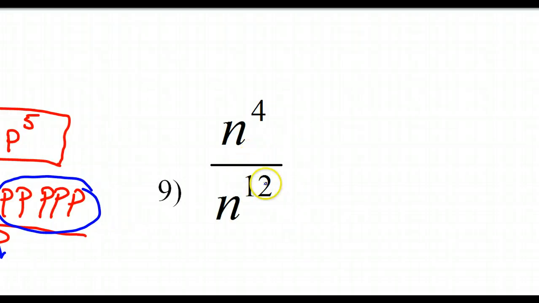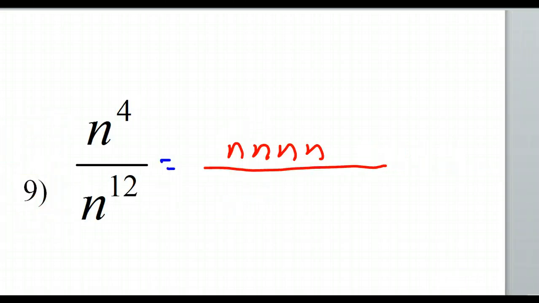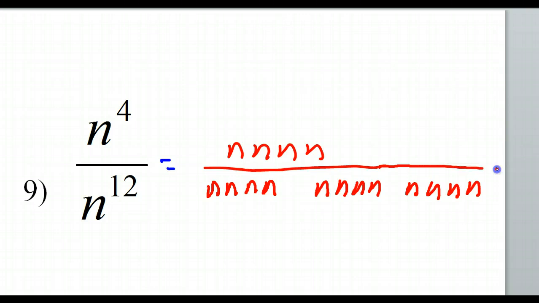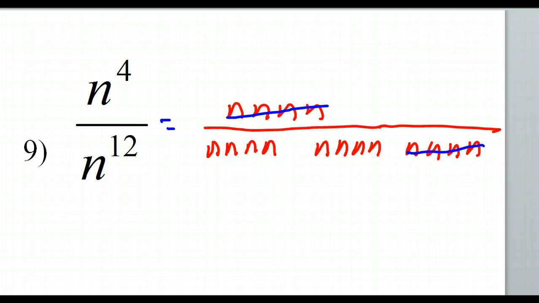Now, number 9. I prefer you to think of this problem as I described before. Okay, n to the 4th power, that's n times n times n times n. Okay, n to the 12th power. So there's n to the 4th power, and here's n to the 12th power. So what's really happening is these 4 n's are canceling out 4 of these n's. So what is that going to leave and where? Well, that is going to leave 8 n's here in the bottom.